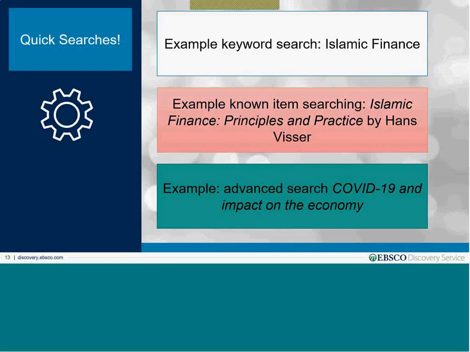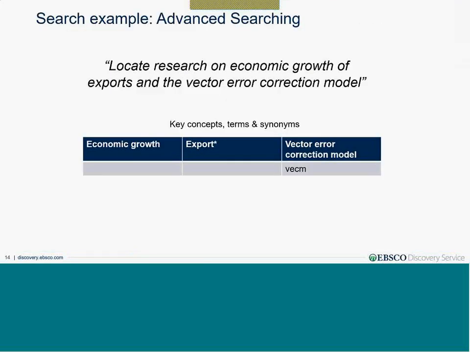Advanced search and some of the tools available to use on EBSCO. This time I'm going to run another advanced search, just a slightly different way of running it, using the basic search, and then I'm going to combine my searches. So I'm going to be looking for economic growth as a concept, export, and I'm going to truncate that, and the vector error correction model.